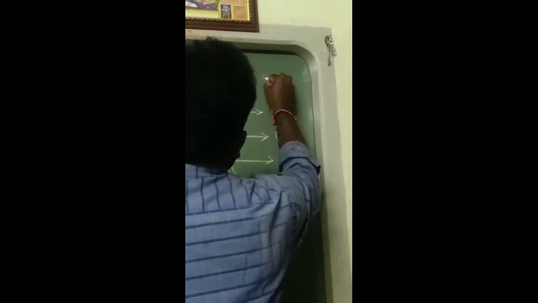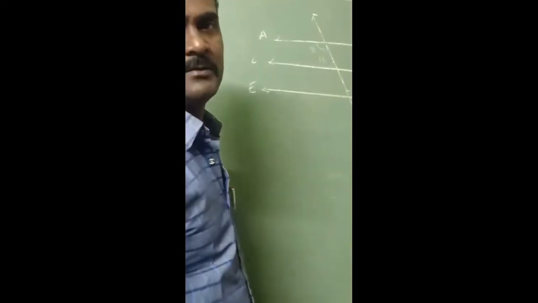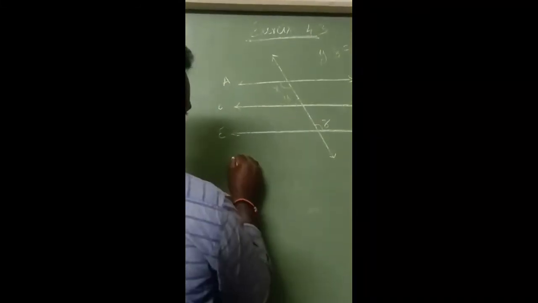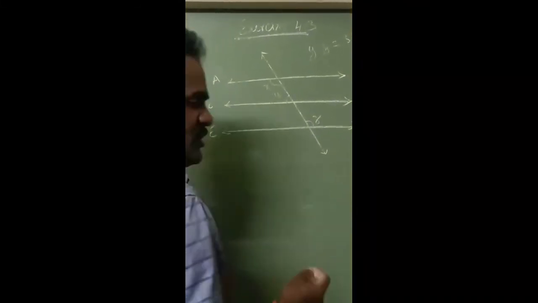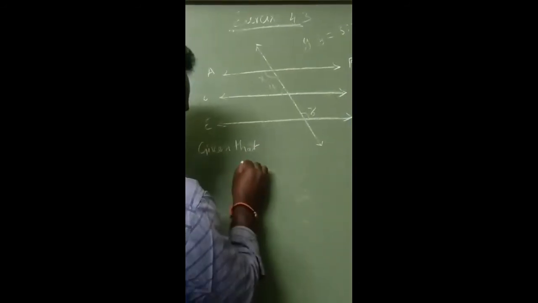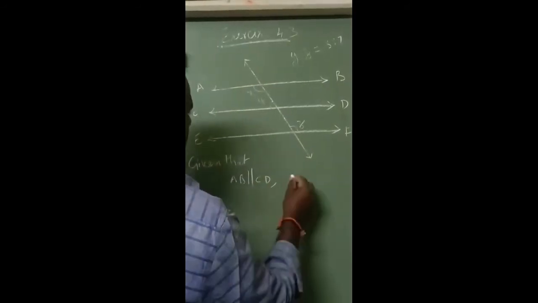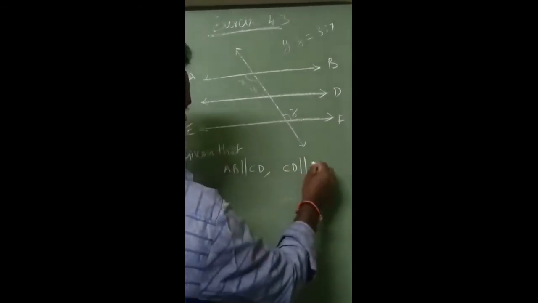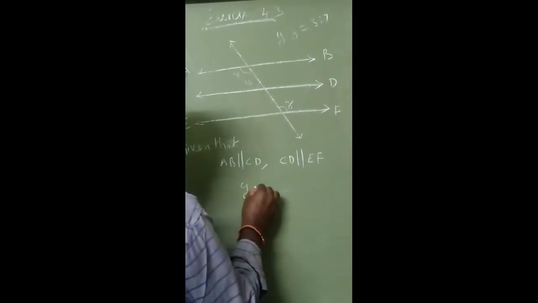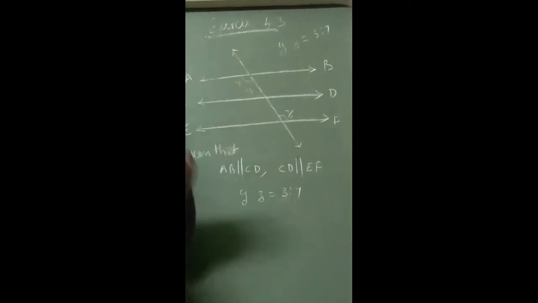3 is to 7 is given. Y is to Z is equal to 3 is to 7 is given. Okay? Here what is given? Solution, write down friends. Given that AB is parallel to CD. Next, CD is parallel to EF. And Y is to Z is equal to 3 is to 7 is given.